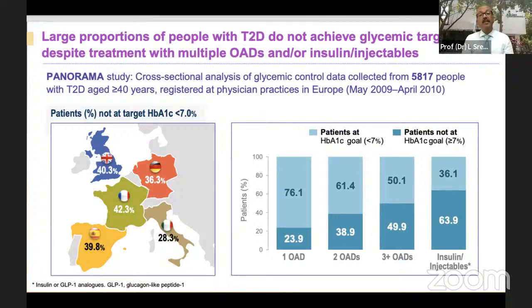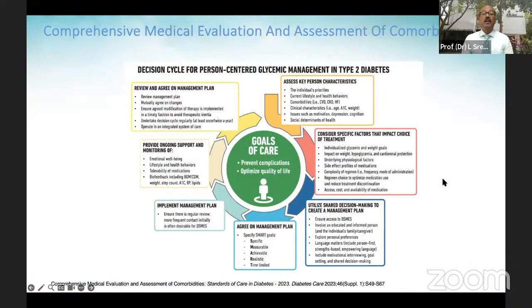who are beyond 40 years, registered in physician practices in Europe. This is just to look at 1 AD, 2 ADs, 3 ADs, and insulin. You can see the patients not achieving the goal are definitely a larger proportion. Even with insulin and injectables, only 36% achieve the goal. And this is in the so-called advanced or developed countries.